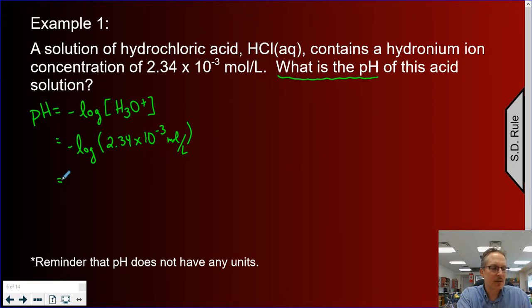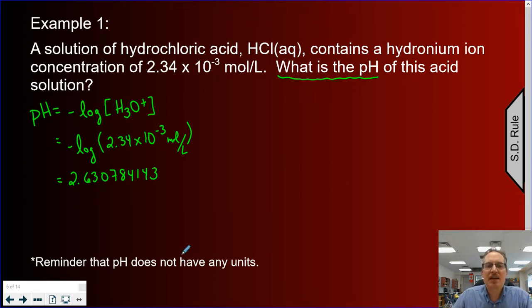I'm going to go 2.34 times 10 raised negative 3 and close the brackets. And I'm going to hit enter. And the number you should get on your calculator is 2.630784143. I'm going to remind you that pH never has any units, so there's no units on this.